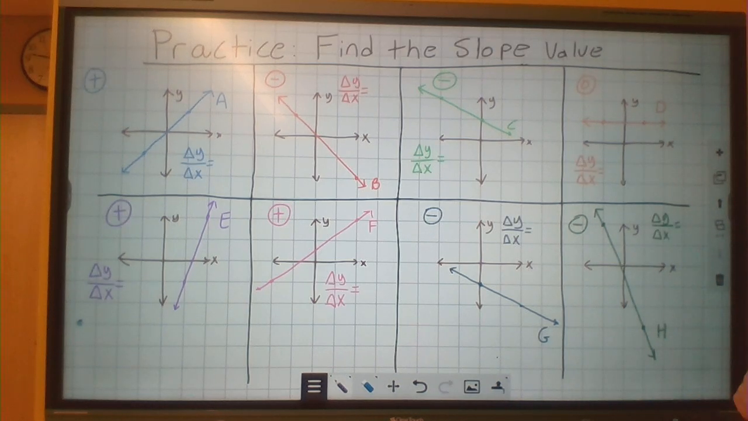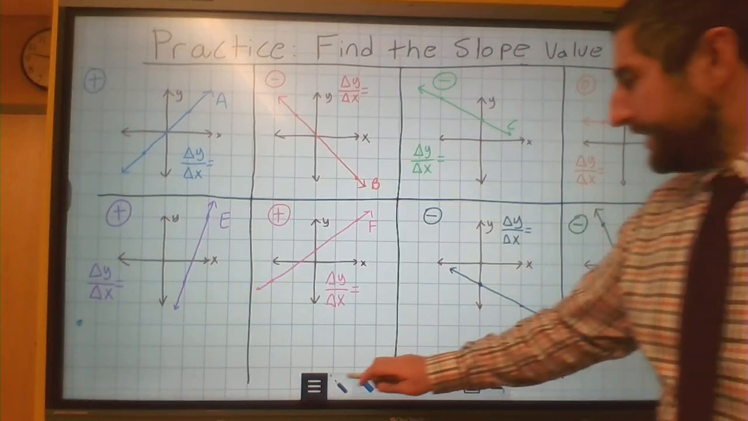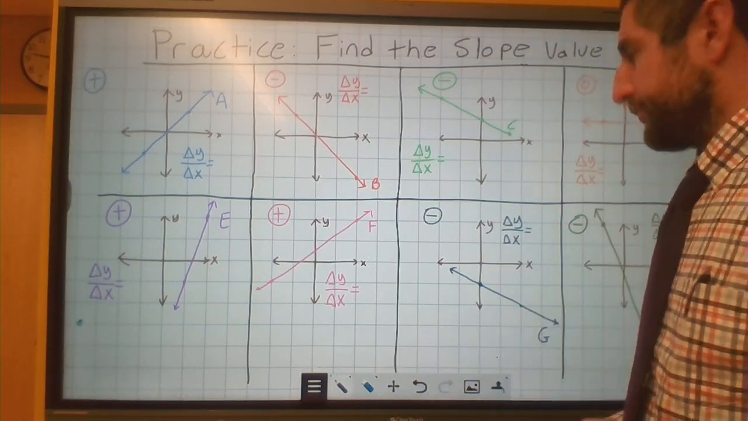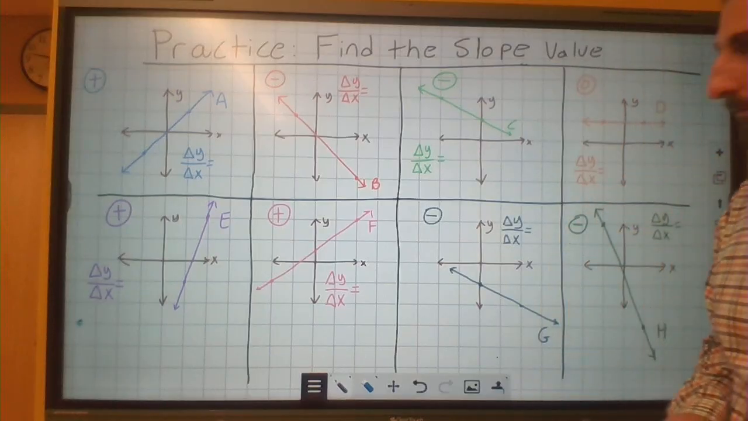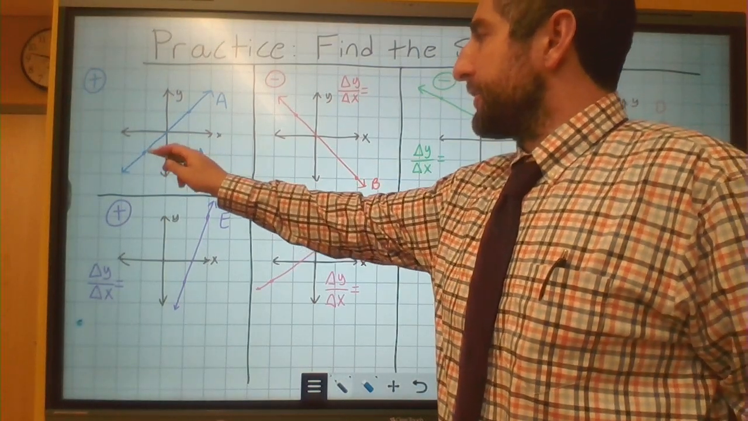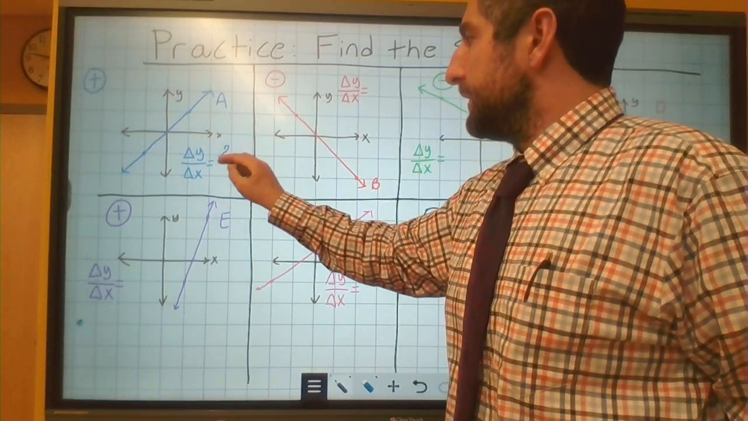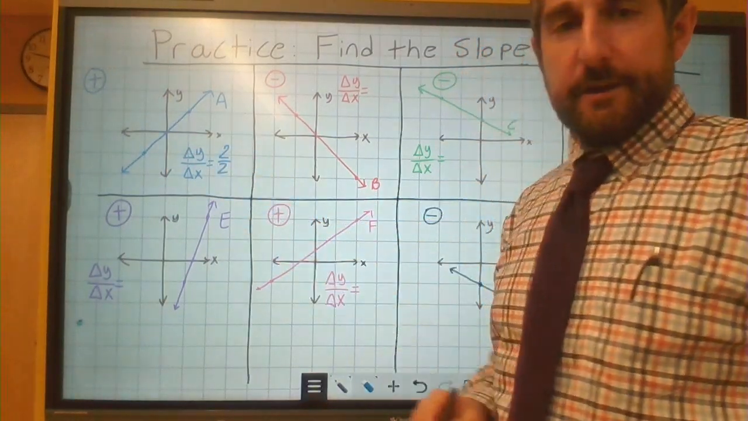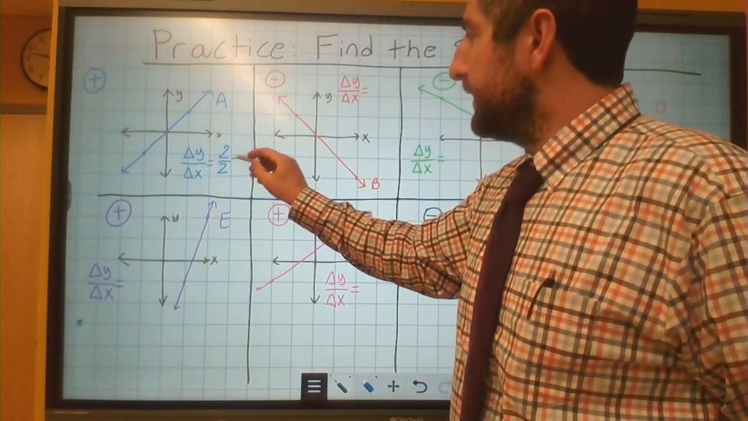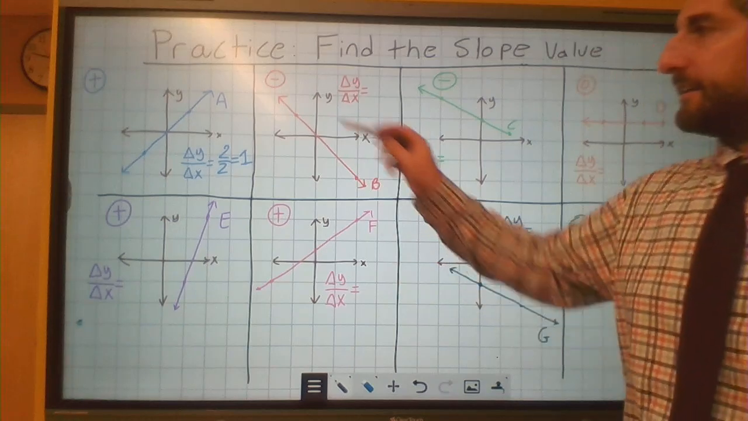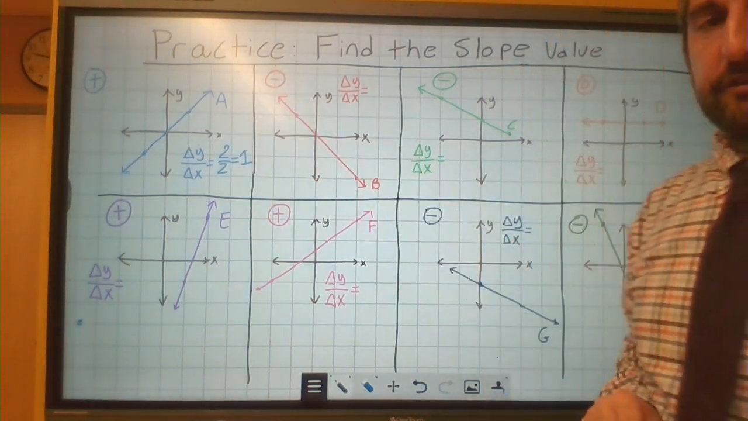So with that established, let's find the slope value for each of them. Feel free to pause the video if you want to give it a good long try, but I'm going to get right into it. So here we have blue. We are going up 2. We are going forward 2. We end up with 2 over 2, which simplifies to a slope of 1. This is one of our benchmark slopes, the slope of 1.